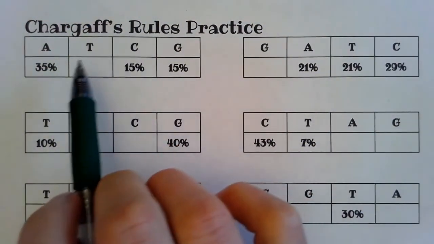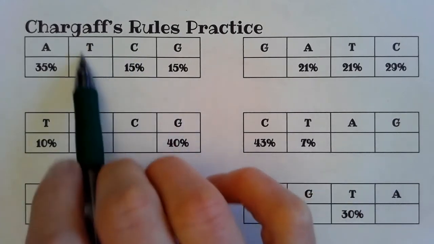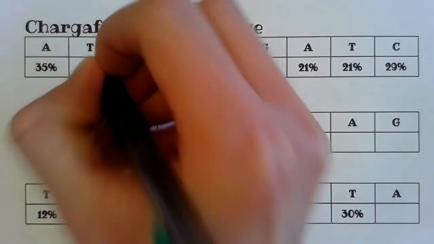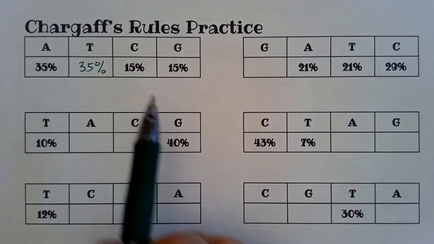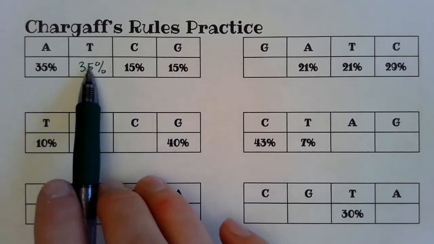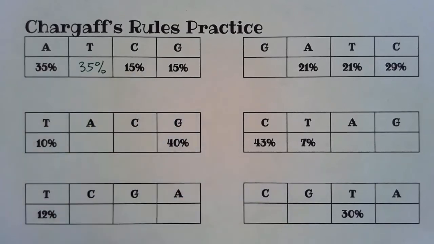So if we have the percentages for 3 of the bases, we're looking at thymine. We know thymine has to be the same as adenine. So that's just going to be 35%. Remember, your percentages always need to add up to 100%. So 35 and 35 would give us 70. 15 and 15 would be 30. Check. That gives us 100% there.